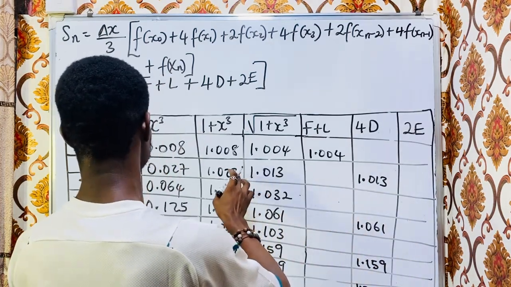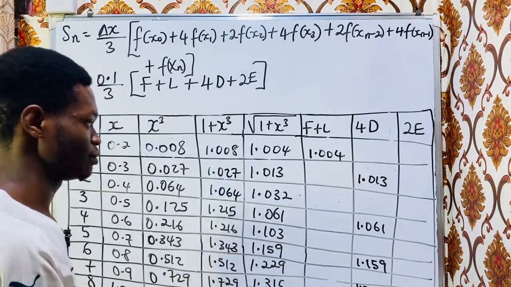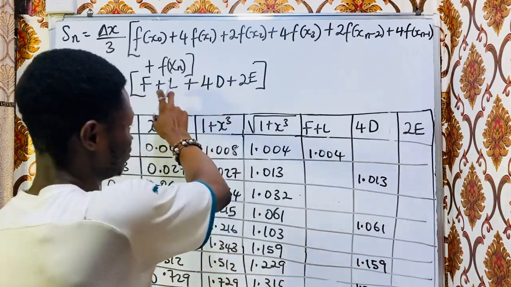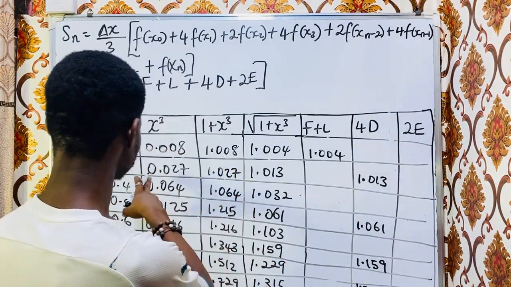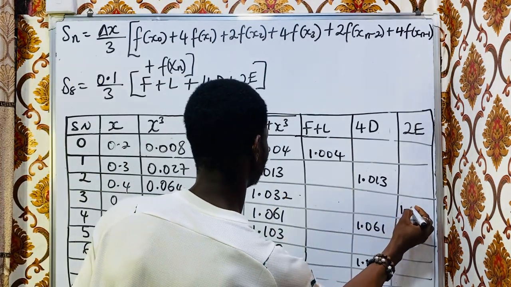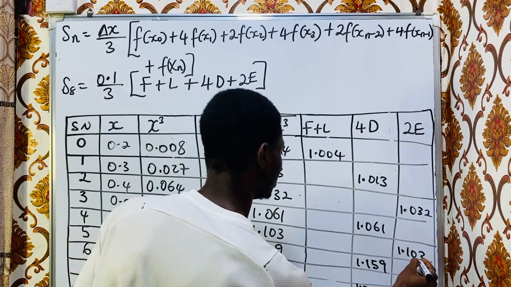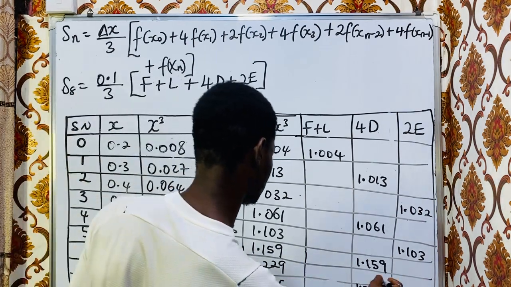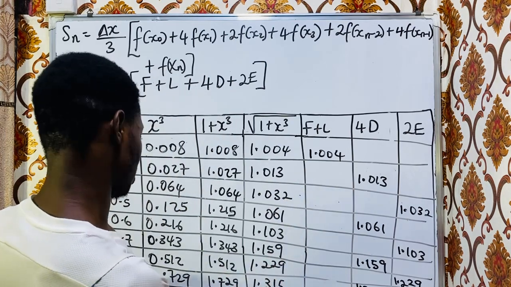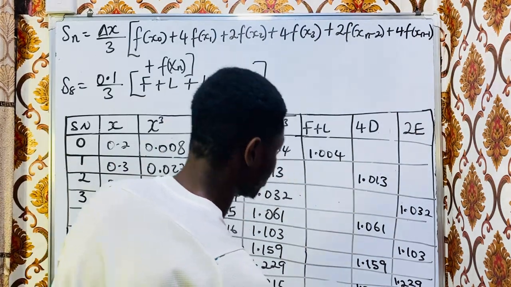Now, 2 times even numbers. Which one is even now? Apart from this, we are going to leave the first one. You also know that 0 is an even number, so I'm going to leave it because we have done first plus last. So we are going to have even numbers, which is this one, 1.032. Then another even number, 1.103. Then another even number, 1.229. Then it's finished. Let me clean this small so that you can see space.